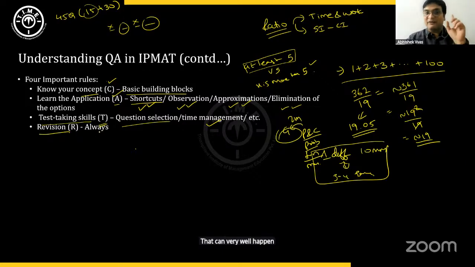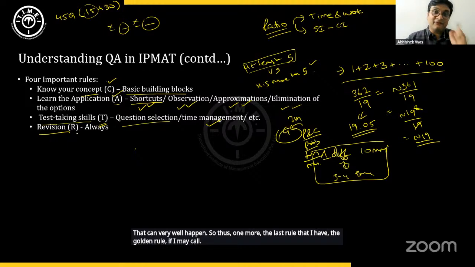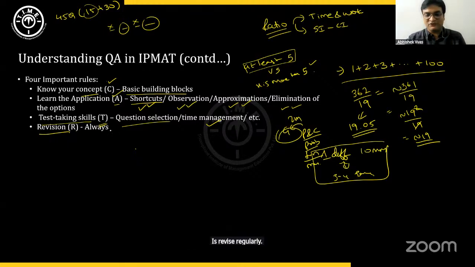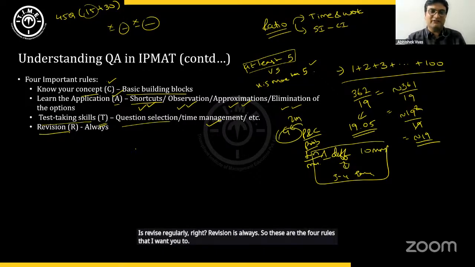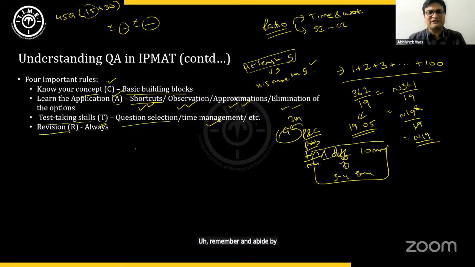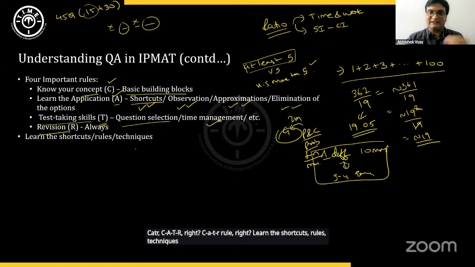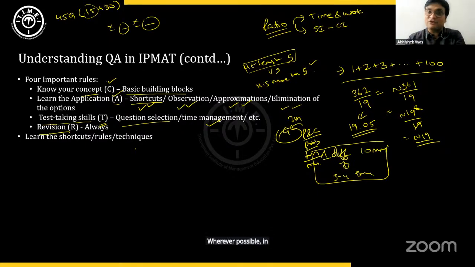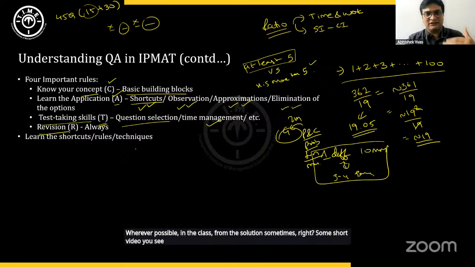So thus, the last rule that I have, the golden rule, if I may call it, is revise regularly, right? Revision is always. So these are the 4 rules that I want you to remember and abide by in your preparation. I would simply call it the CATR rule, C-A-T-R, right? Learn the shortcuts, rules, techniques. As I said, in application, that was important. Learn them wherever possible in the class, from the solution sometimes, right? Some short videos you see online, that we also do, all right?